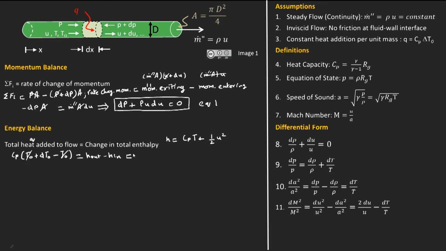which will simply be on the outgoing side, this is going to be T plus dT, and this will be u plus du whole square. Therefore this will be Cp times T plus dT plus half u plus du whole square minus Cp times T, this is what is the enthalpy entering the control volume, plus half u square.